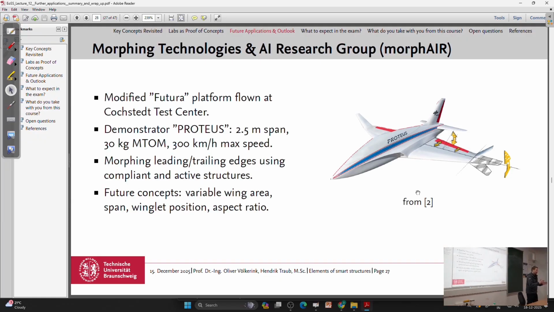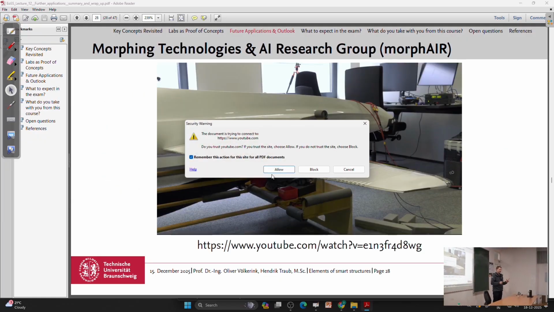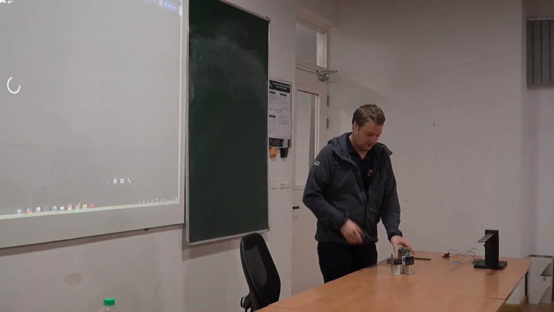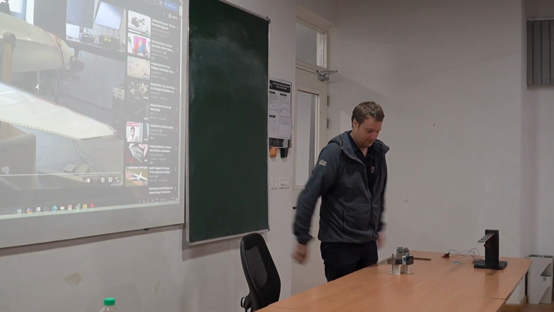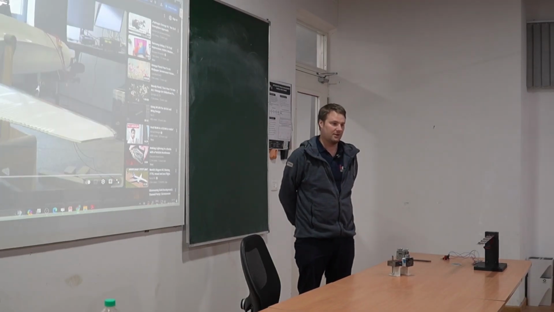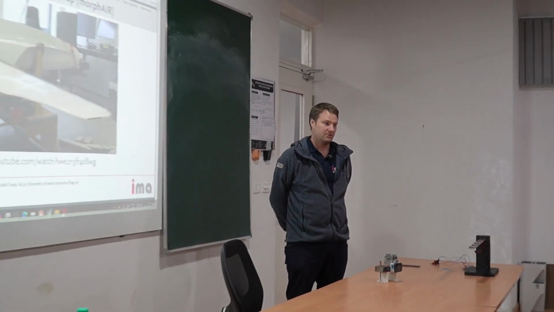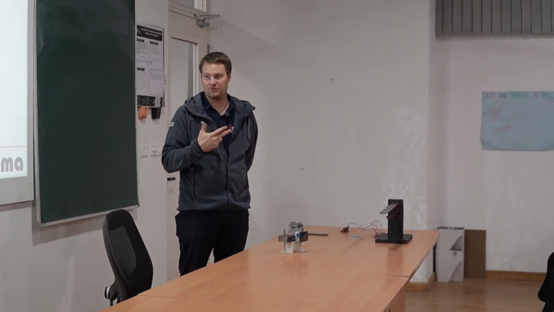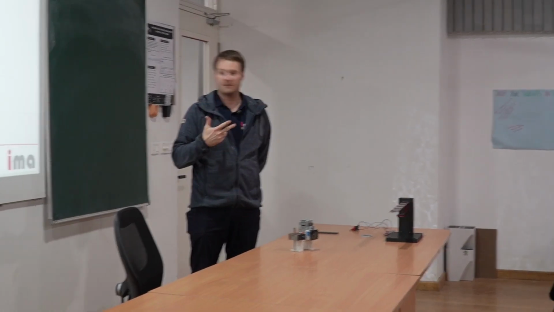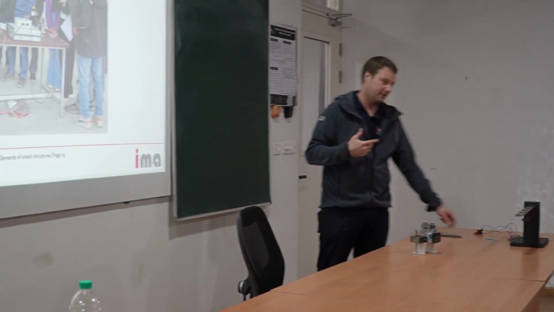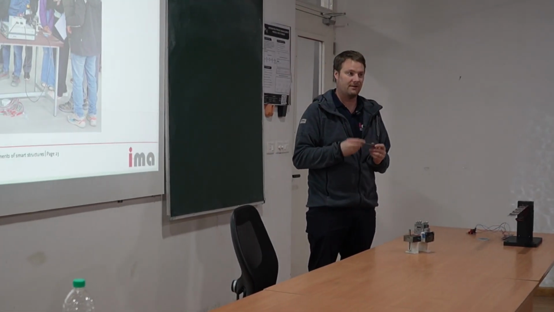Okay, so you remember we had 4 labs. We started in the first lab experimentally determining the work diagram. You remember the most important characteristics of the work diagram, which have been the blocking force, the free displacement, the stiffness of the actuator, and then the stiffness of the spring, if there is one, so the stiffness of the embedded structure.